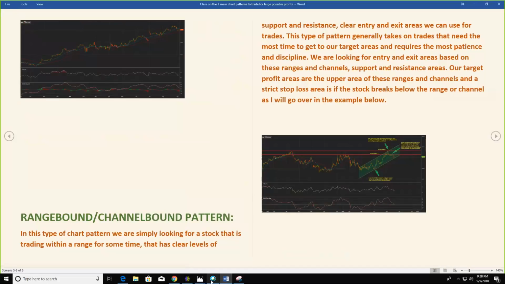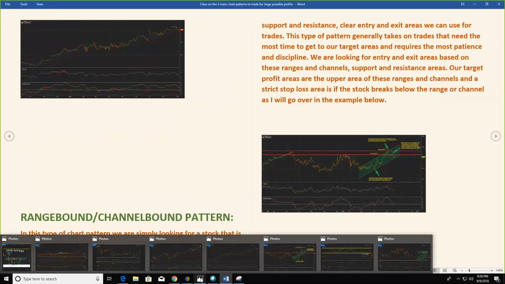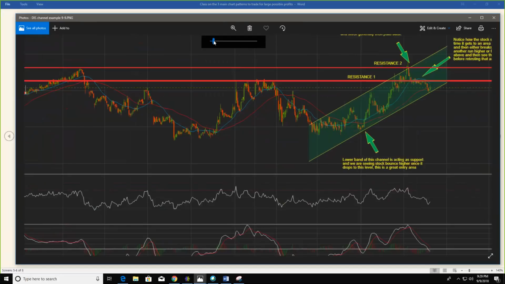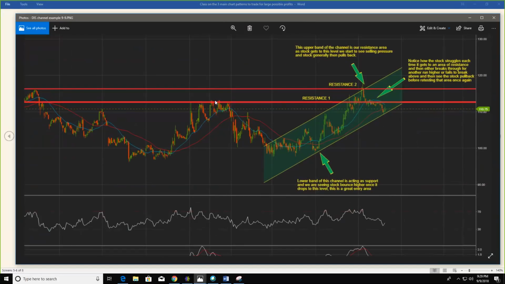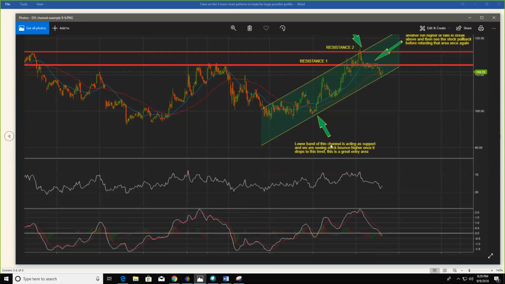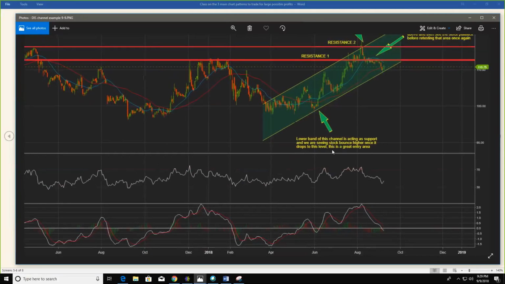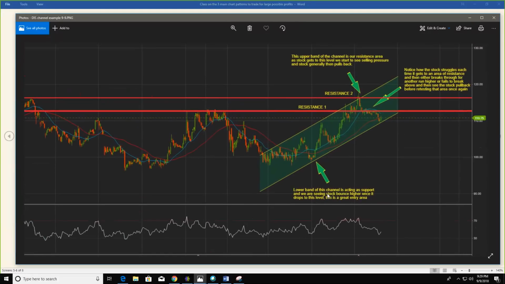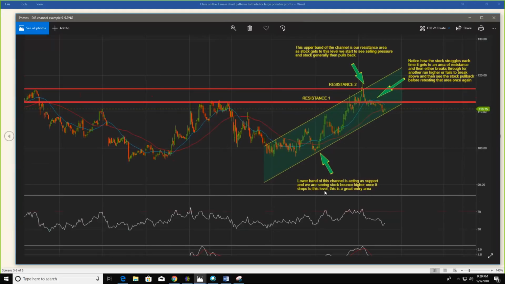So this is a great setup here that I have. Let's take a look. This is a range bound, channel bound type of pattern that we're looking at here. As you can see, this is Disney. We drew a nice chart here. We drew a channel that's going back from March until it's still in it right now. So 6 months it's been trading perfectly within this channel.